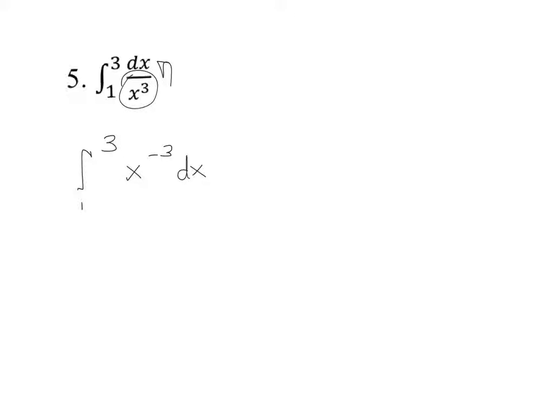And when I add 1 to this, I get x to the negative 2 over negative 2 from 1 to 3. I'm going to do upper minus lower. Actually, you know what I'm going to do, I'm going to rewrite this. So I'm going to make this 1 over negative 2x squared. That might make my life a little easier because now it's a positive exponent.